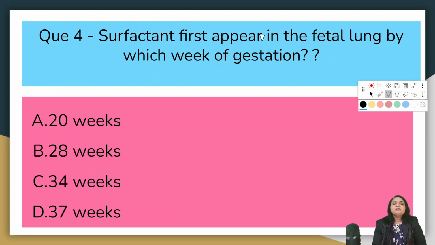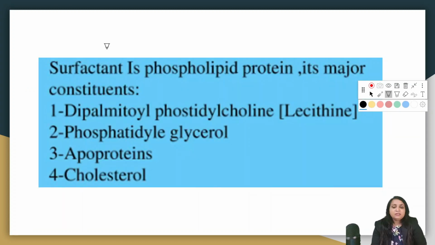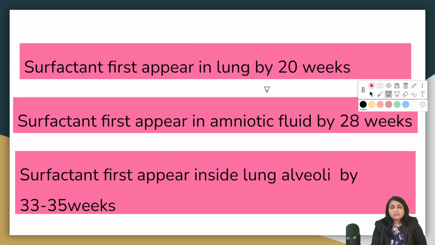Surfactant first appears in the fetal lung by which week of gestation? This we have also discussed. This is just a number. We need to remember this number. The correct answer to this question is 20 weeks. There are a few facts about the surfactant. It's a phospholipid protein. Its major constituents are lecithin, phosphatidylglycerol, apoprotein and cholesterol, and these are the things which have to be remembered because many times it is asked.